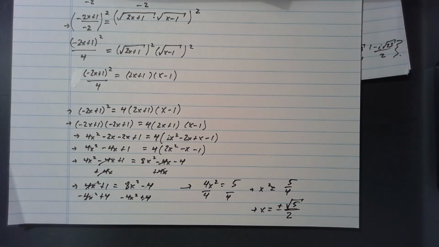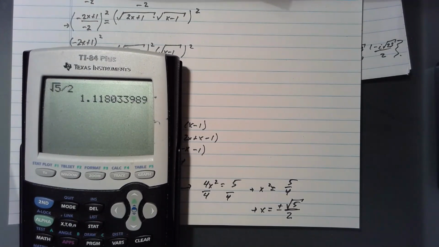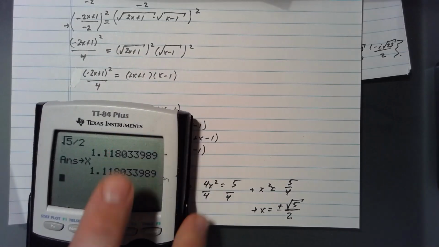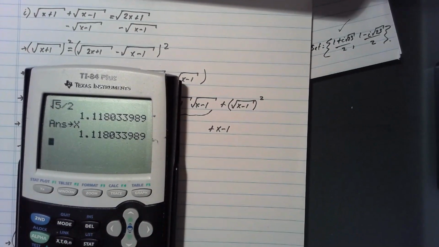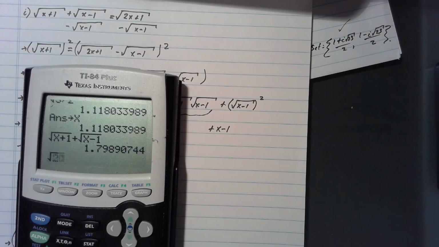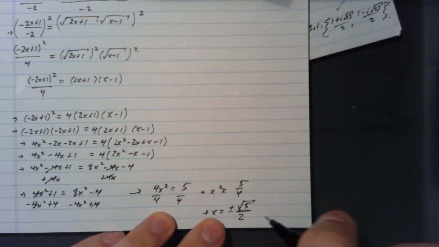So, square root of 5, let's check it. Square root of 5 divided by 2. Store that into x. Let me type in the original equation. Square root of x plus 1 plus square root of x minus 1 gives me that. And then the right side, square root of 2x plus 1 gives me that. That's the same value. That means the square root of 5 over 2 works.